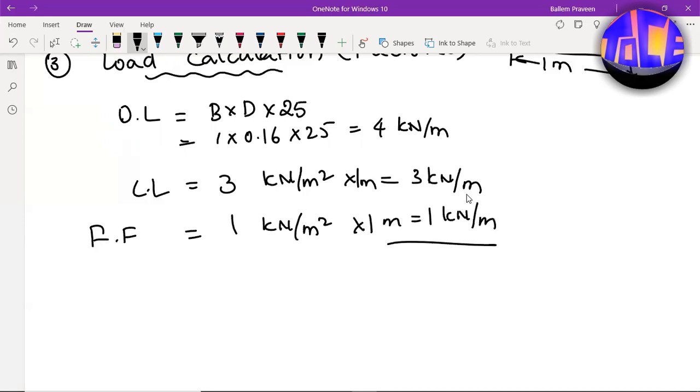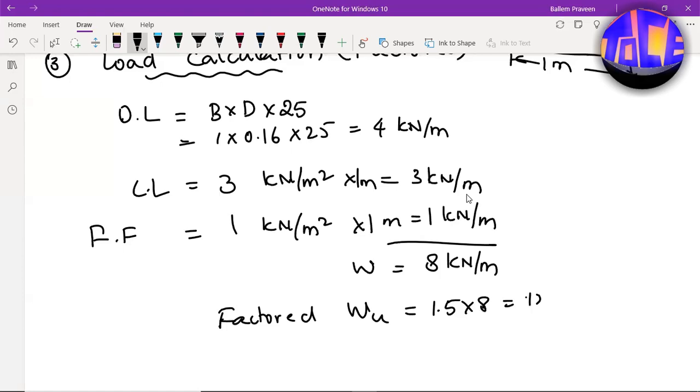So what is the total load? Total load is 4 plus 3, 7, 7 plus 1 is 8. So 8 kilonewton per meter is the total load, total W. And what is the factored load? Factored W is equal to 1.5 into 8, so it is 12 kilonewton per meter. So we got the factored load.